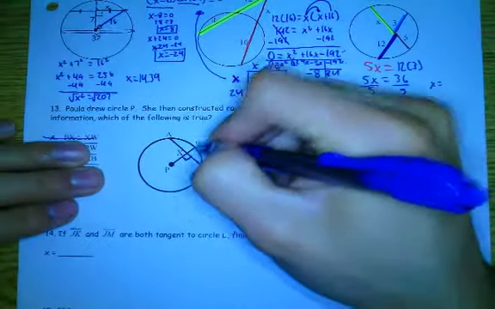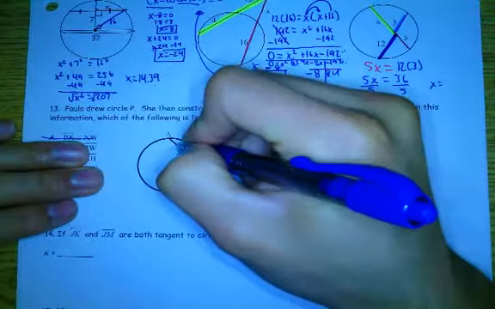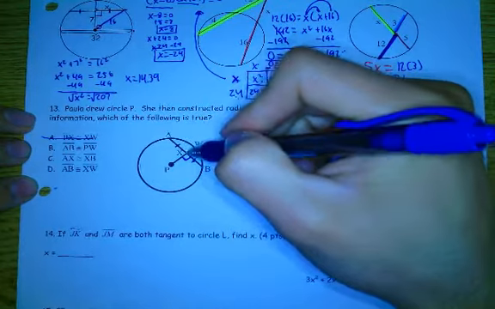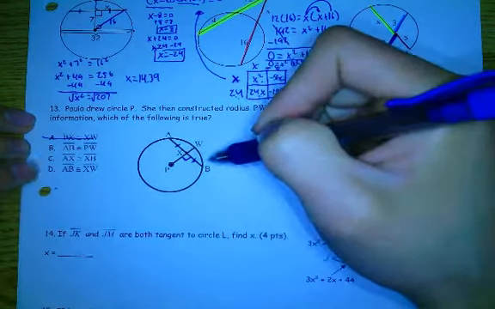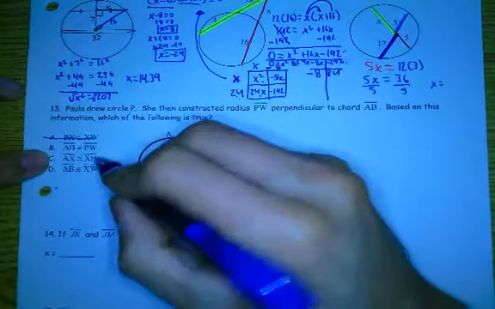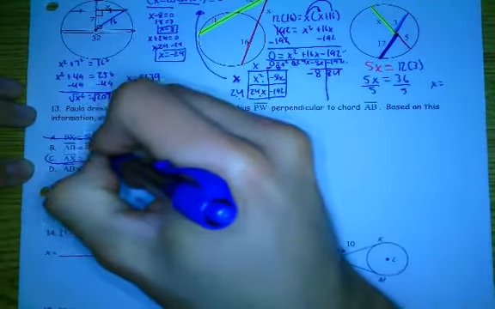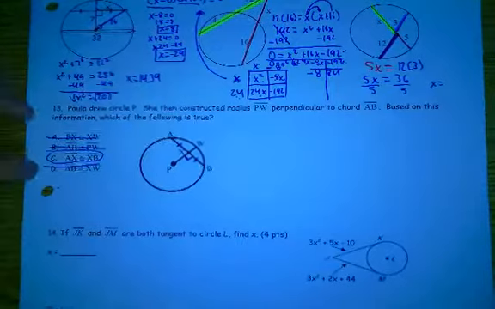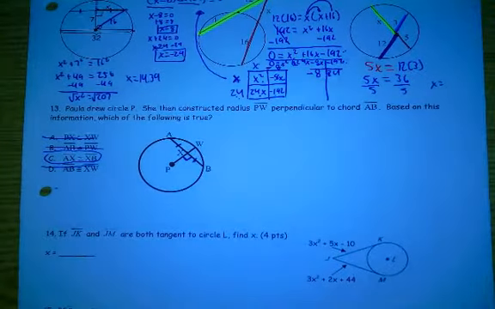14. You have JK and JM are tangents. Okay, that's important. They're tangents to the circle. Find x. They're both originating from this point, and they're tangent to circle L. So if you recall, when you have two tangents originating from the same point, they are congruent to each other. So in this case, that means that this is equal to that.